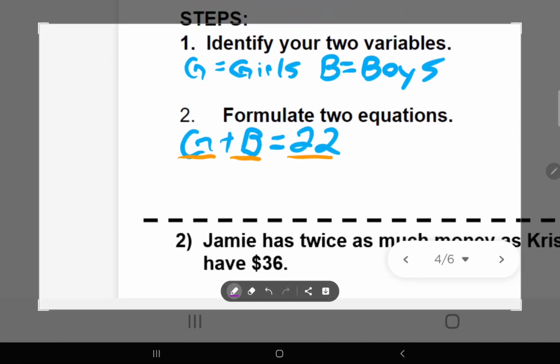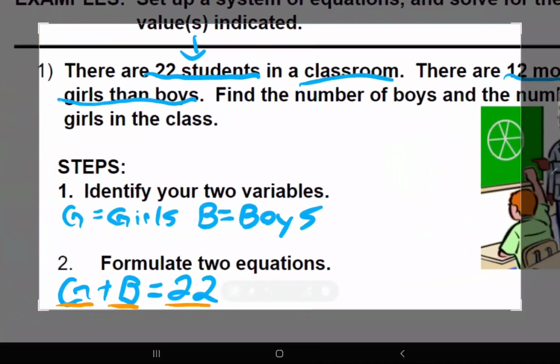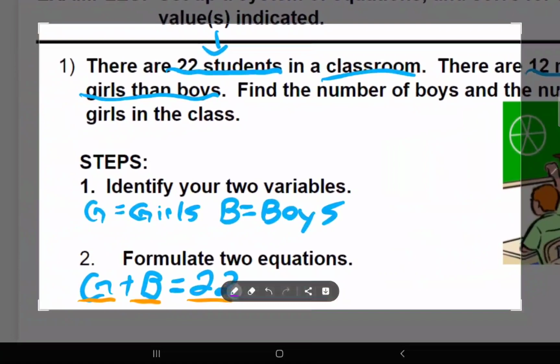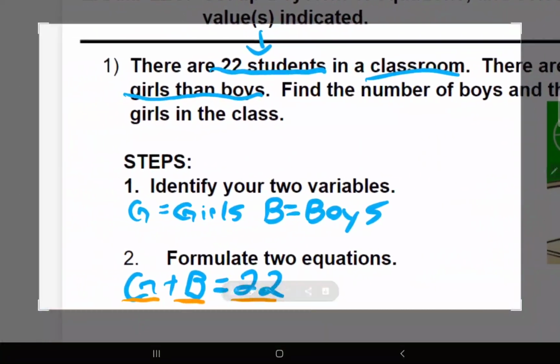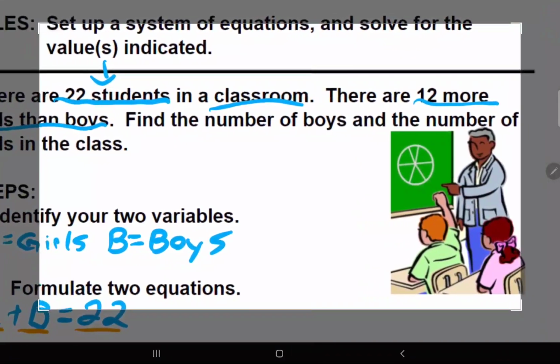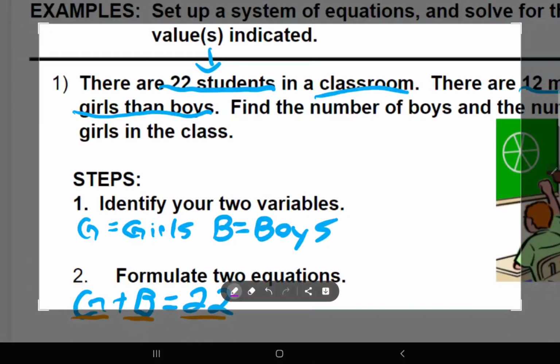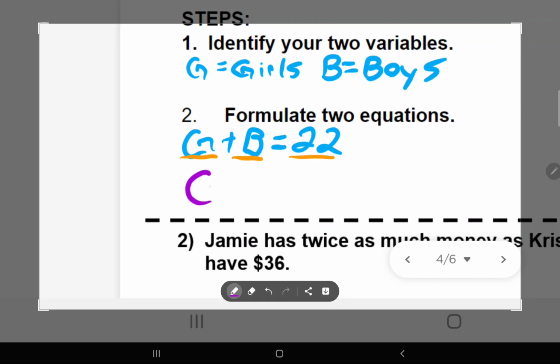Now, I need to write a different equation, right? So what's the other information they gave us? They're saying that there are 12 more girls than there are boys. So how am I gonna figure this out? I'm gonna use the first variable that comes up. It says right here, there are 12 more girls than boys. What does that mean though? So I'm going to use my variable G. It's going to equal something.